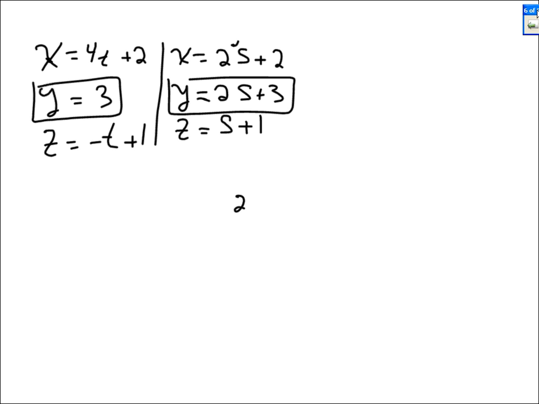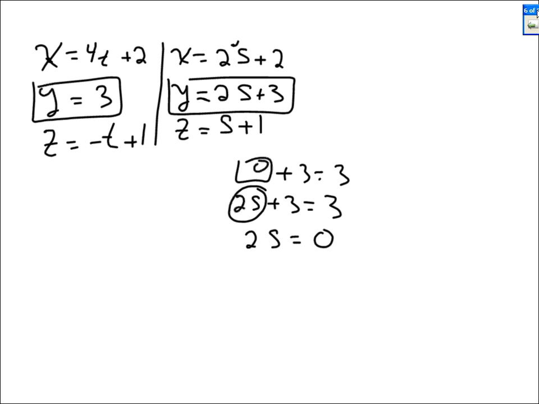And if 2s plus 3 has to be 3, then that has to be 0, because we all know 0 plus 3 is 3. You don't have to take away 3 from both sides. What plus 3 equals 3? 0. You know that. So 2 times s must be 0. If 2 times that is 0, that must be 0.